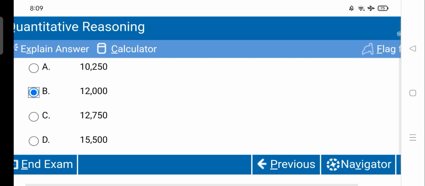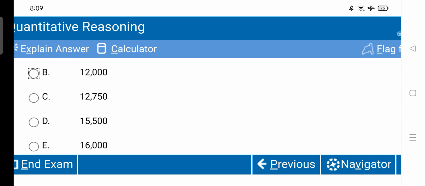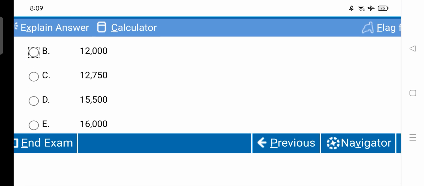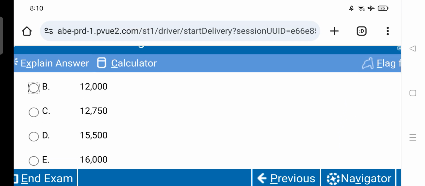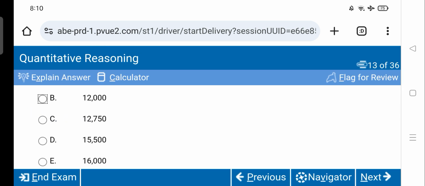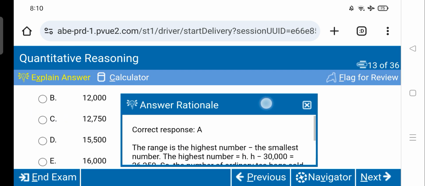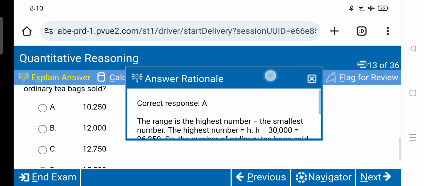Option A, 10,250. Option B, 12,000. Option C, 12,750. Option D, 15,500. Option E, 16,000. So the correct response is option A.